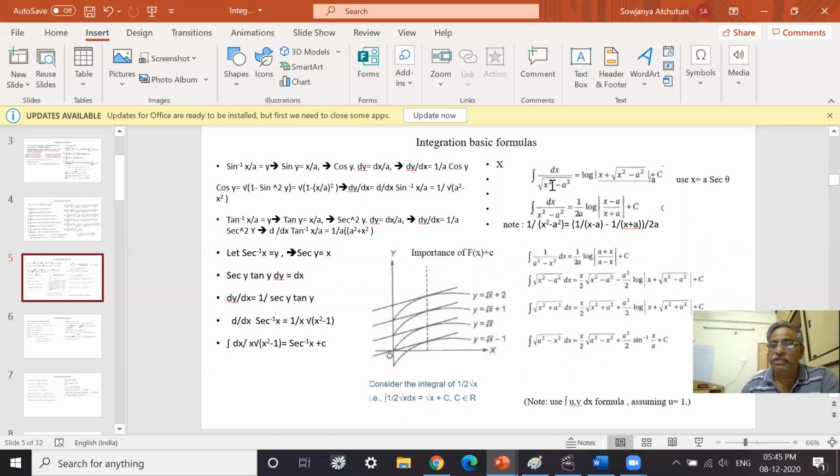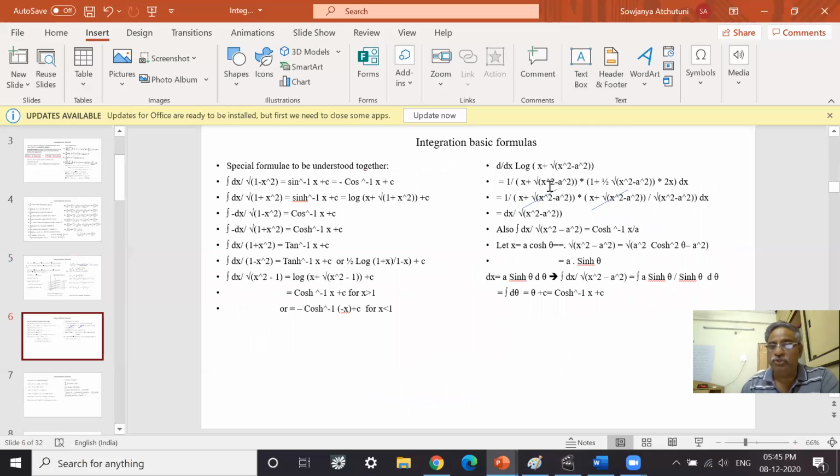Because here cosh square theta minus 1 is sinh square theta, so 1 coming to this side and sinh square theta going to the other side, you get a positive term under the root, sinh square theta. So sinh theta. Same thing is used here. If you see here, let x is equal to a cosh theta. So root of x square minus a square becomes sinh theta. I'm taking a outside, so a sinh theta.